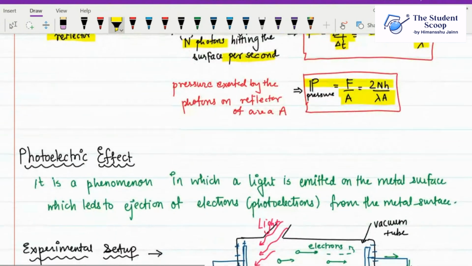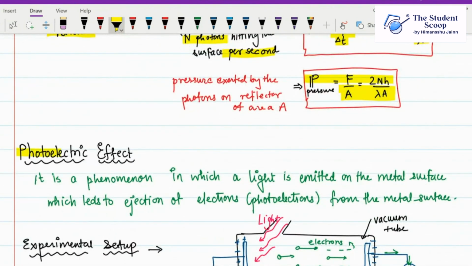Now we will talk about a more important experiment that gave us the evidence for the particle nature of light or electromagnetic wave. Okay, so this is a phenomenon in which an electron is emitted when light is incident on a metal surface. So we bombard a metal surface with photons or light, electromagnetic wave, which leads to ejection of electrons from the metal surface. Okay, so this is the photoelectric effect.